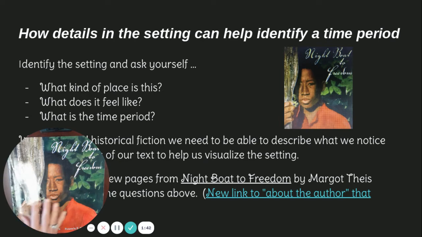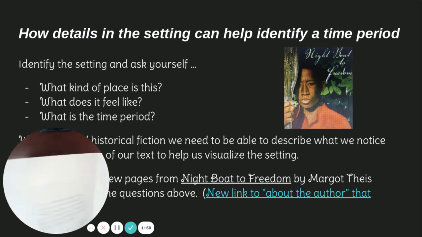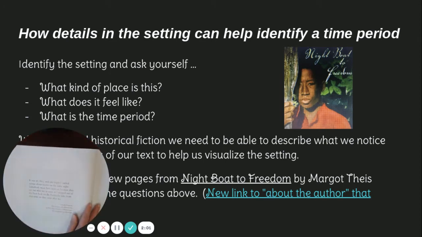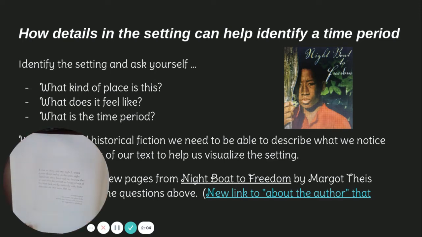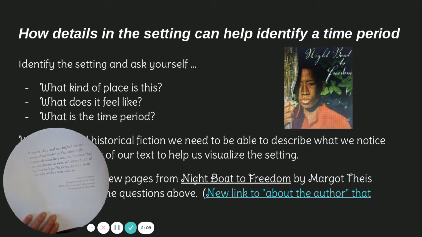So I'm going to use this book, A Night Boat to Freedom. It's by Margot Theis Raven, and she is an author who passed away not too long ago, in 2014. She was inspired by historical events to write different books that were historical fiction books. She's known for writing 300-page novels, and then she takes out everything you don't need to know and turns them into a little picture book, and she does some cool illustrations.